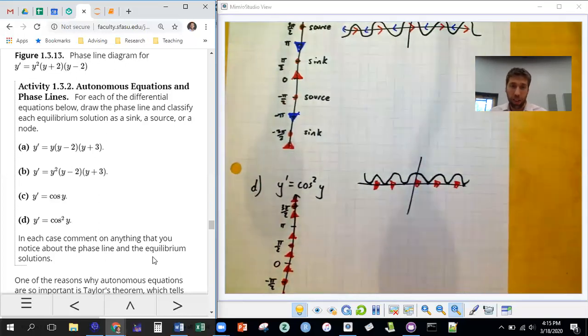All right, so that's activity 132, which we would have done in class if we had in-person class. So I hope that gives you a better idea of autonomous equations and phase lines. All right, that completes section 1.3.